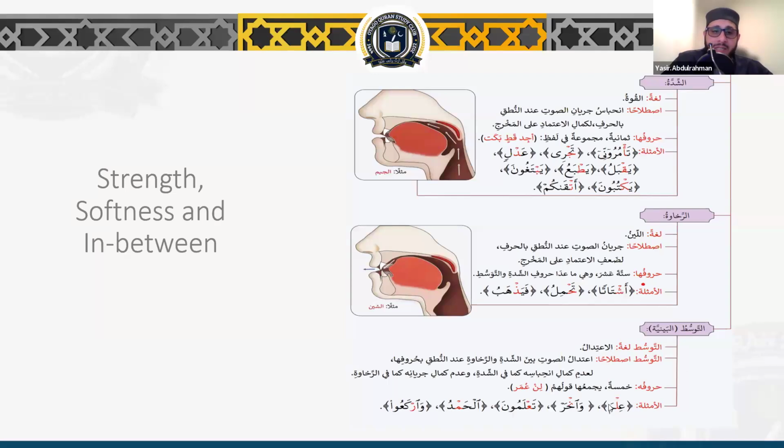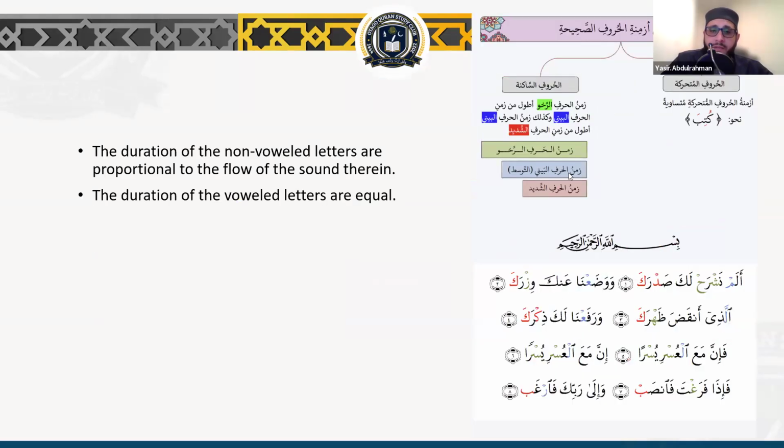And in between are letters which are partially blocked. So the implication of these characteristics, based on the groups of letters, follows on in terms of the way you read the Quran. The loose letters take longer time to pronounce, as in nashrah. You see the sheen and the ha, because they are loose letters, they take longer time to pronounce. While the strong letters take less time, and the in between takes in between. That's the summary of what I just said.